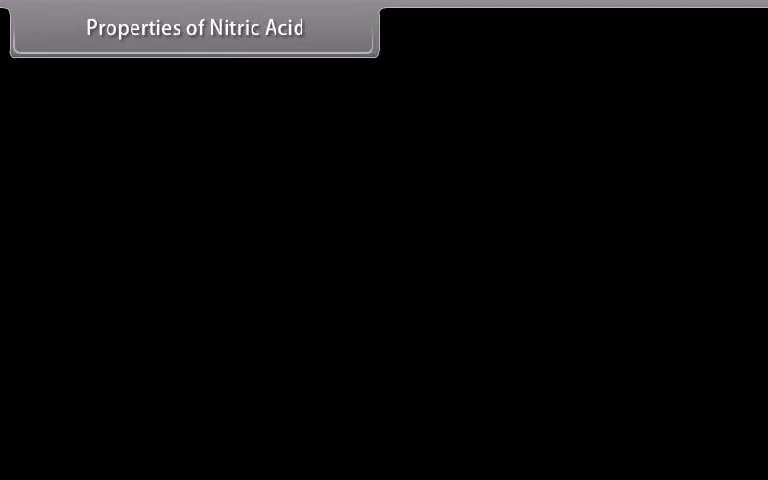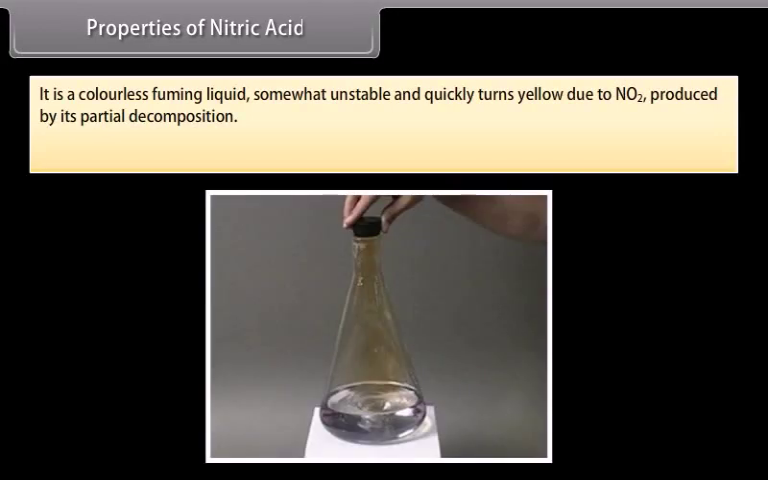Properties of nitric acid. It is a colorless fuming liquid, somewhat unstable, and quickly turns yellow due to NO2 produced by its partial decomposition. It has a corrosive action on skin and turns the skin yellow.